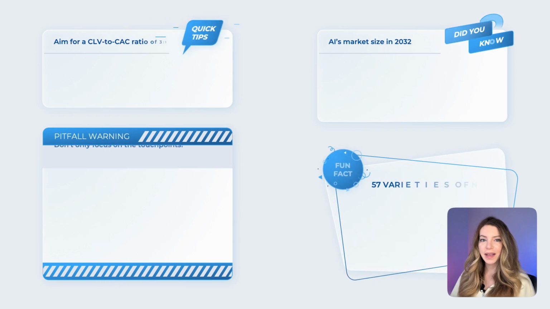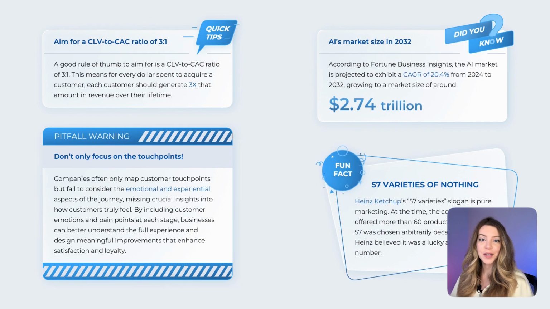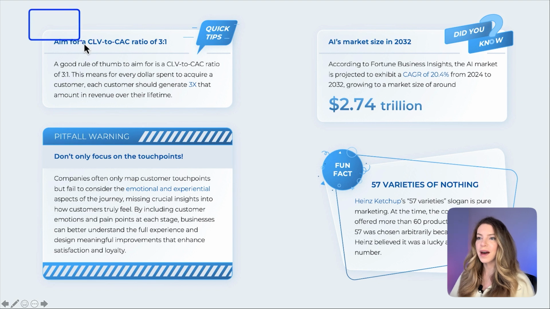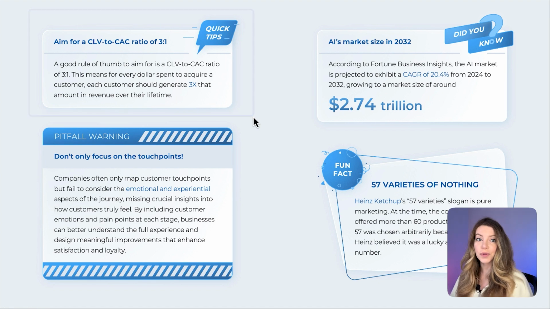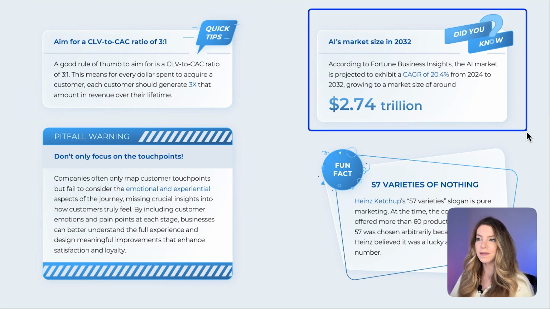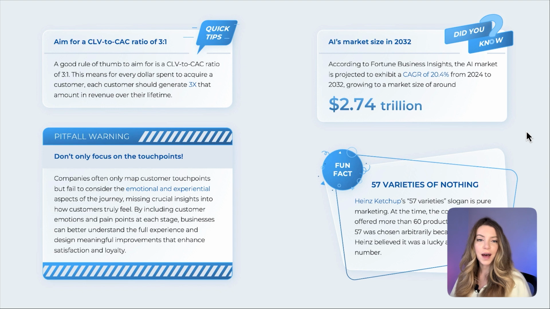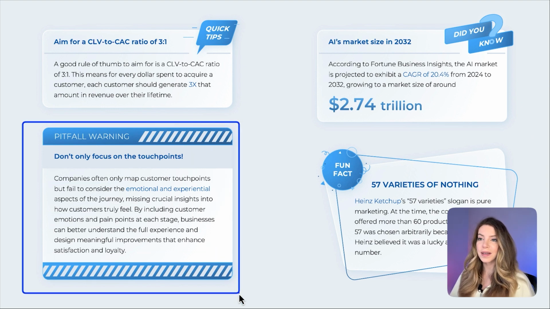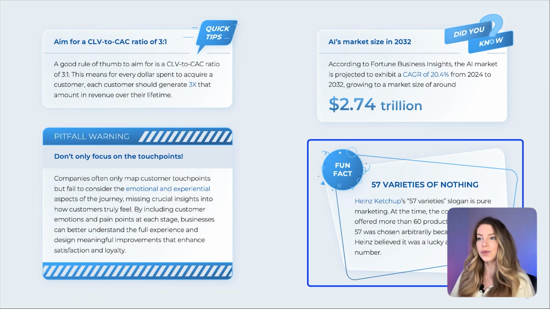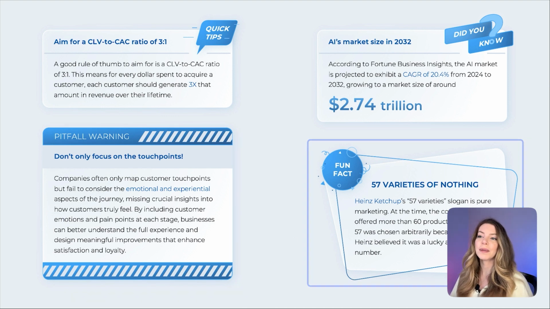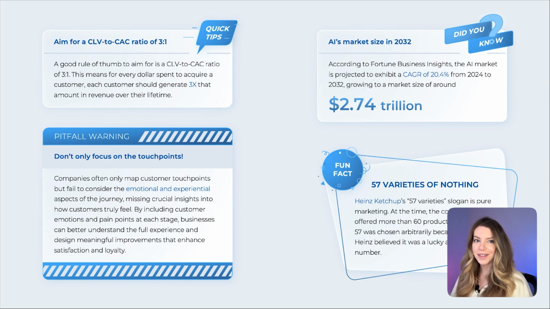Here are some widgets that can add more colorful information in addition to a presentation's central content. This Quick Tips widget highlights actionable advice, usually something that can be summarized as a short rule of thumb. And this Did You Know card can be used to highlight impressive statistics that relate to the topic of the slide. The Pitfall Warning widget cautions the audience against some common mistakes, and the Fun Fact widget pairs quirky visuals with interesting trivia to keep the audience engaged and entertained.